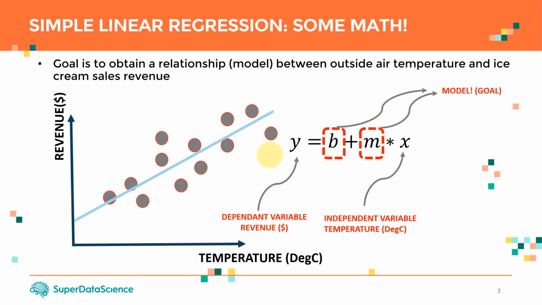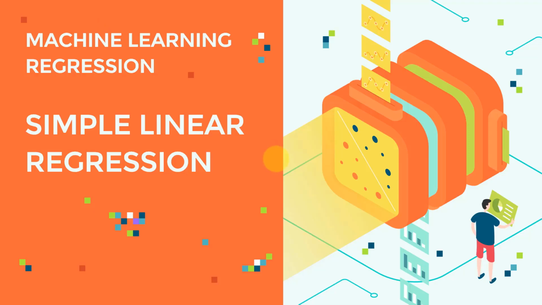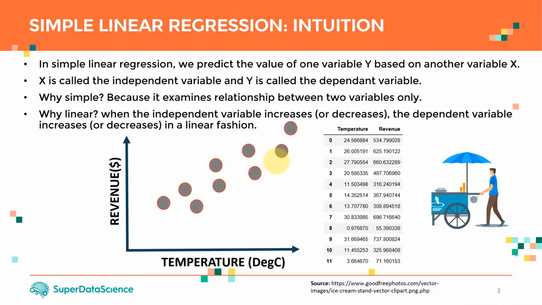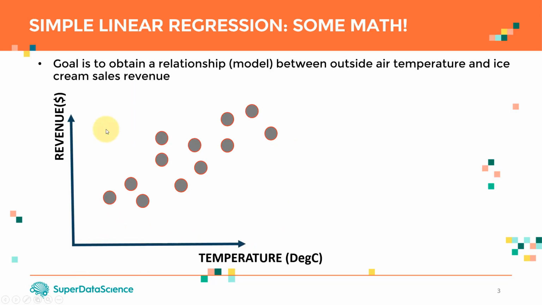Let's recap what we have done so far. In this lecture, we covered the theory and intuition of simple linear regression, and we learned that we are going to obtain a simple relationship, a straight line equation, between two variables, an independent variable x and a dependent variable y.